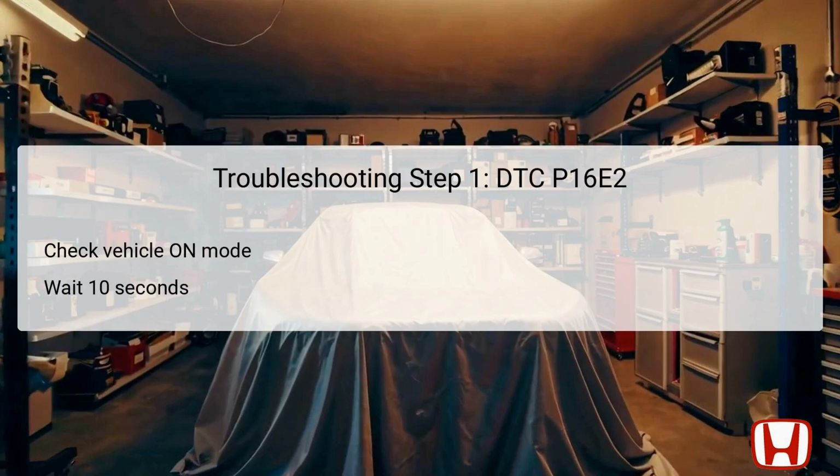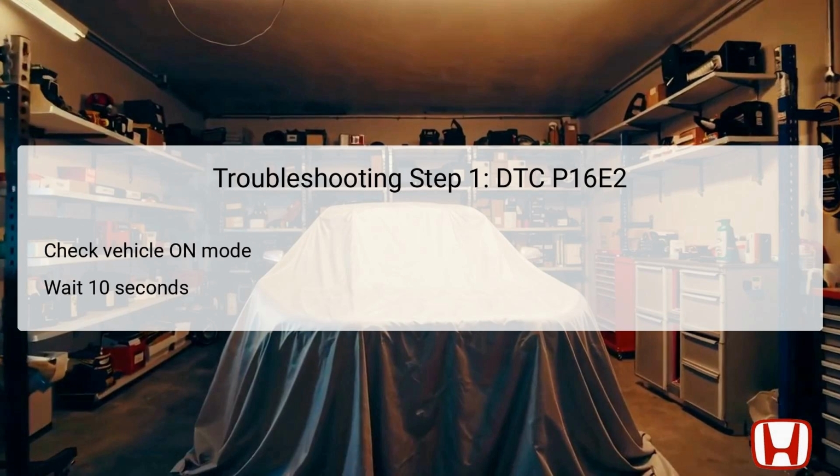The first troubleshooting step involves placing the vehicle into the on mode and allowing a wait time of 10 seconds. This action enables the PCM to initiate normal operations and helps reset any temporary issues that might have caused the DTC P16E2 to trigger. By starting the troubleshooting process in this manner, technicians can confirm whether the communication failure persists or if it was a momentary glitch. It's essential to follow this procedure accurately, as it lays the groundwork for further diagnostic efforts.